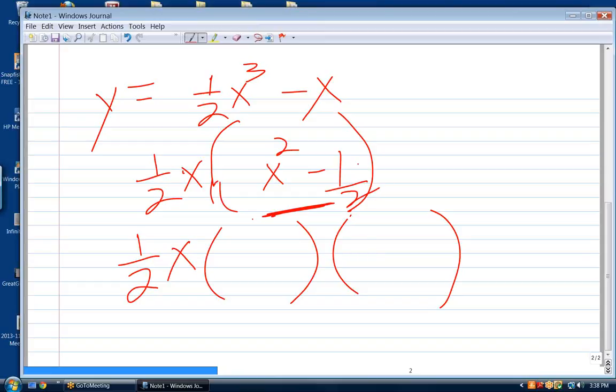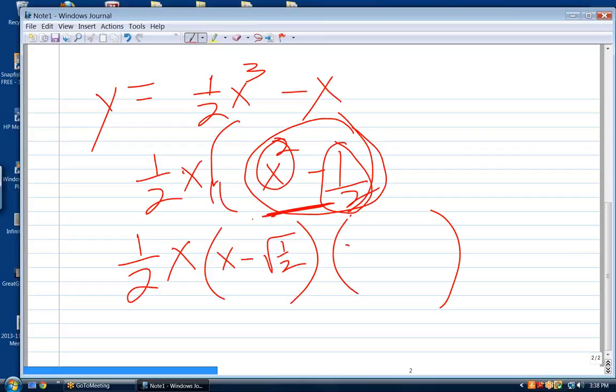Now, regardless, x squared minus 1/2 is not the difference of perfect squares. If this was 1/4, it would be. But regardless, you don't really need the difference of perfect squares. In other words, this is going to be equal to the square root of that minus the square root of that times the square root of that plus the square root of that. So it's going to be x minus square root of 1/2 times x plus square root of 1/2. Okay. And that would be the answer.